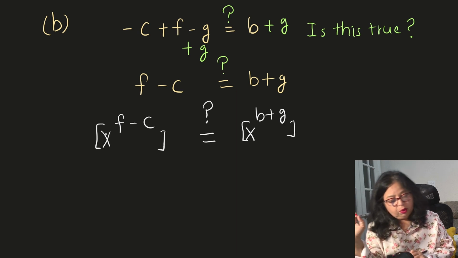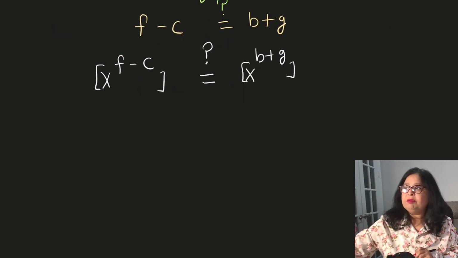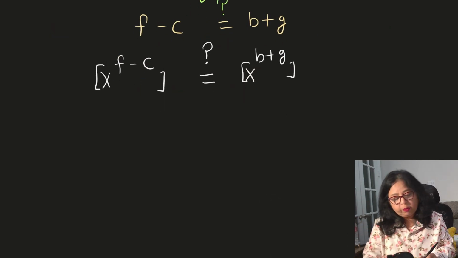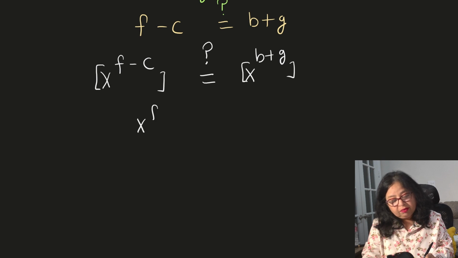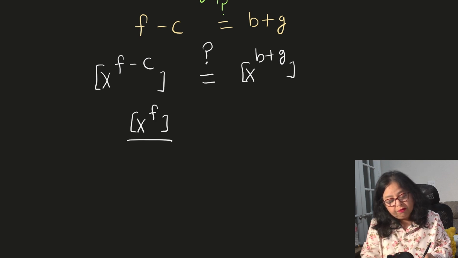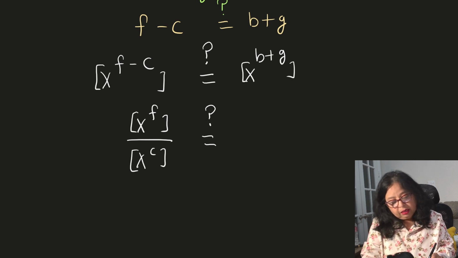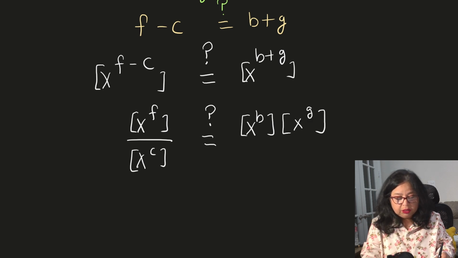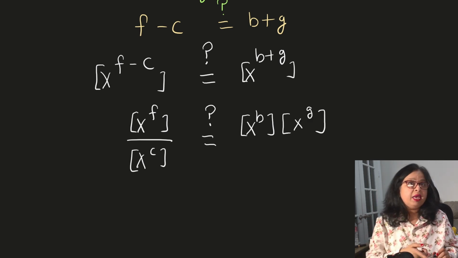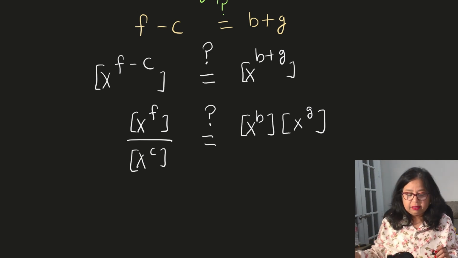Alright, here we go. Square brackets to represent that we are dealing with dimensions here. And we know that the left hand side can be written as x to the power f divided by x to the power c. And the right hand side though, that will have to be x to the power b times x to the power g. Why? Because we do not have any negative power on the right hand side.